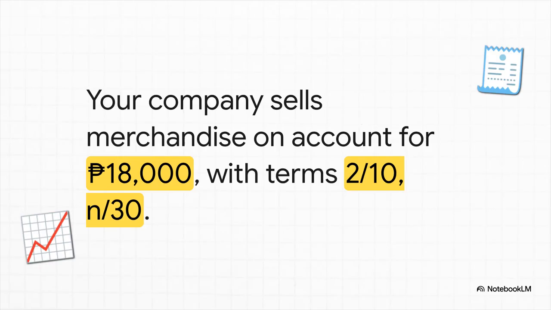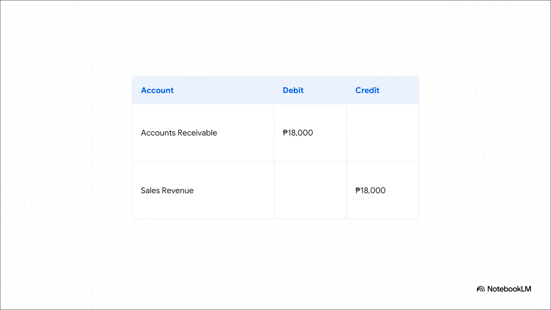All right, here's a classic exam-style scenario. Your company makes a sale, 18,000 pesos, on account. Now those terms, 2/10, n/30, just means the customer gets a 2% discount if they pay you within 10 days. If not, no big deal. The full amount is just due in 30 days. So what's the entry? This is your bread and butter right here.